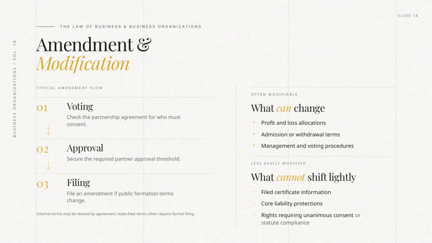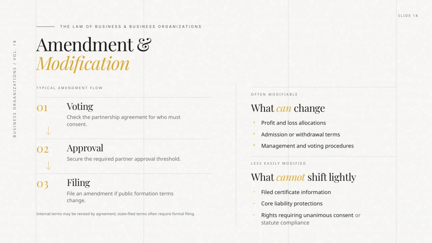When we talk about amendments and modifications in business organizations, it's important to understand which parts of a business agreement can be altered more easily and which parts are more rigid. On the one hand, things like profit and loss allocations, terms for admitting new partners or partners leaving, and management and voting procedures are often modifiable. These areas tend to be more flexible because they relate to how the business operates internally and can usually be adjusted as the partners see fit. On the other hand, some elements are less easily modified.